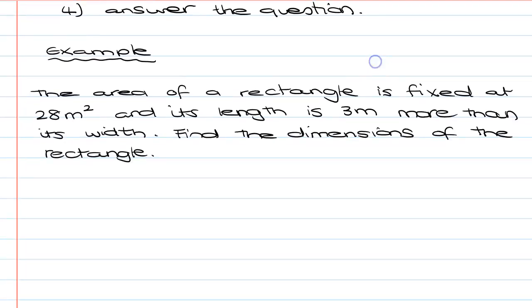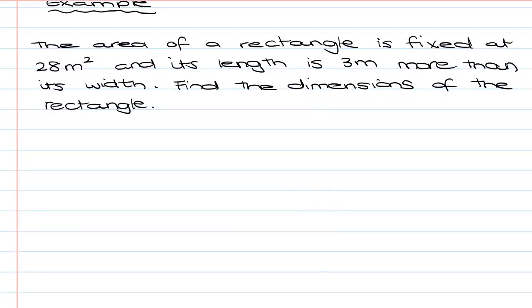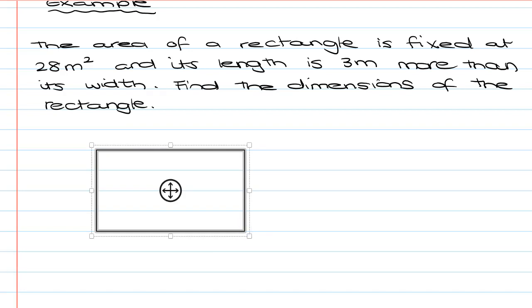The area of a rectangle is fixed at 28 square meters and its length is 3 meters more than its width. Find the dimensions of the rectangle. The first thing I'm going to do is define my variables, and I'm going to do this by drawing a diagram. I've got to highlight parts that are really important in the question. The area is fixed at 28 and its length is 3 meters more than its width. Those two things are very important.